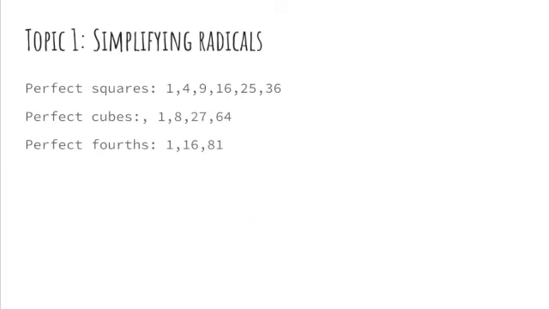Topic 1, simplifying radicals. The list of perfect squares would be 1, 4, 9, 16, 25, 30, and 36. Perfect cubes would be 1, 8, 27, and 64. Perfect fourths would be 1, 16, and 81.